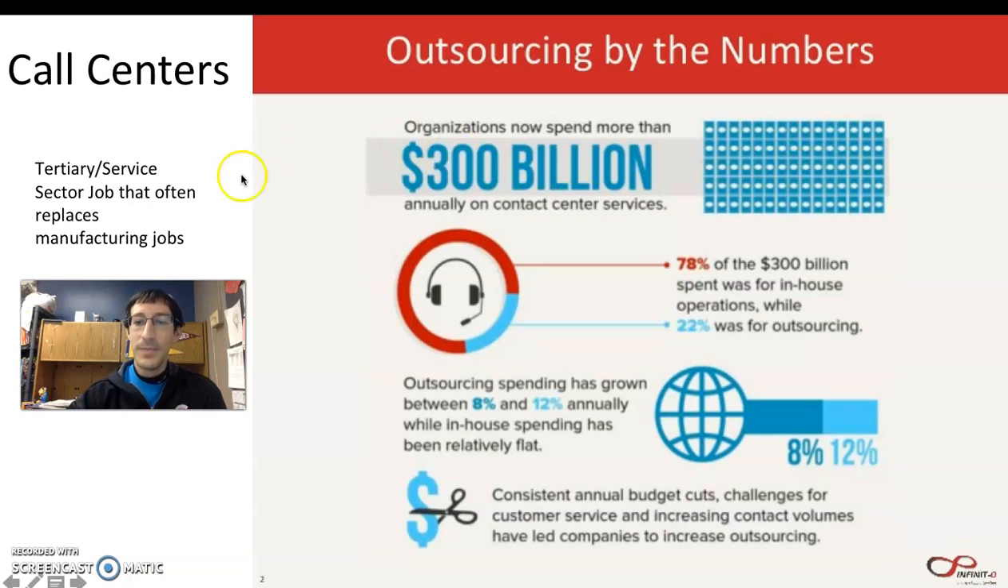All right. So a lot of that money is spent for in-house operations, while again, about a fifth to a fourth is spent on outsourcing. And that has grown annually over the years. Okay, this is consistent with annual budget cuts, challenges for customer services, and increasing contact volumes have led to increased outsourcing as they need more people to support it, but try and spend less money on it.